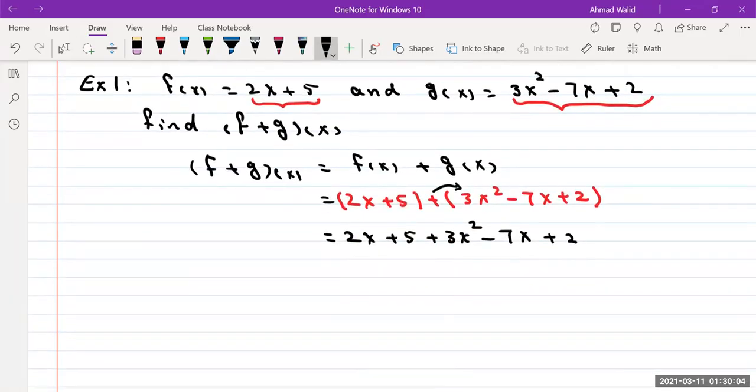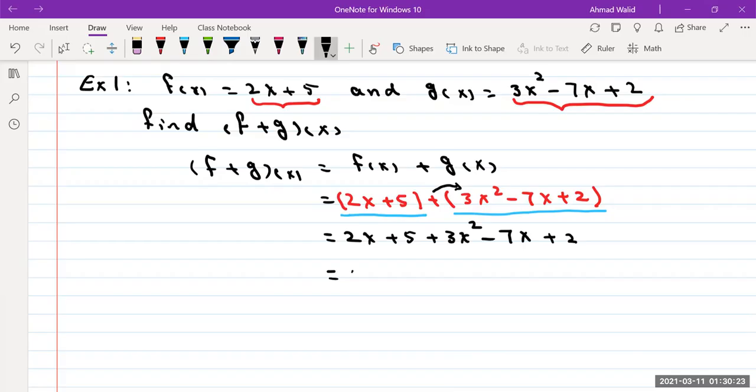Now, look here, I told you, you know it from way early when you start algebra, you know how to add two algebraic expressions, right? It's really easy. You are just combining what? Like terms.